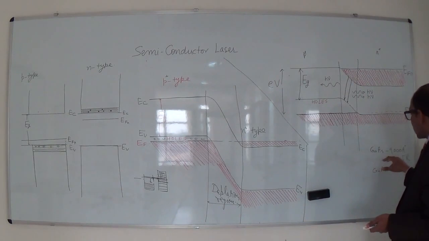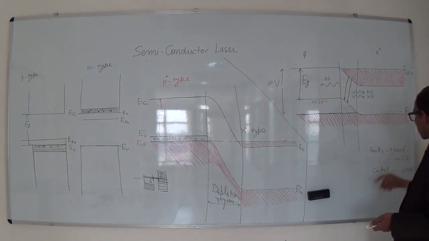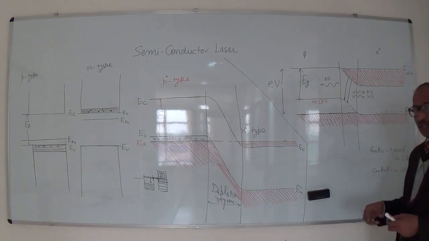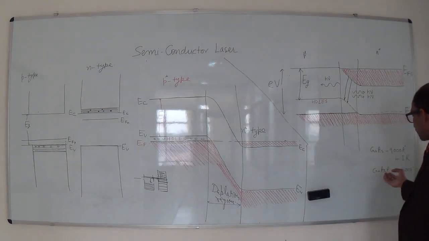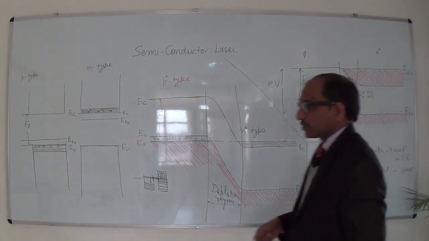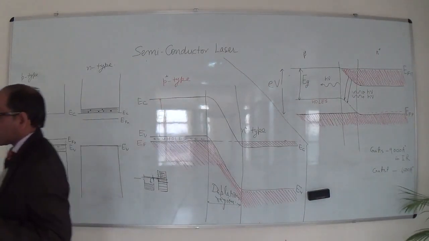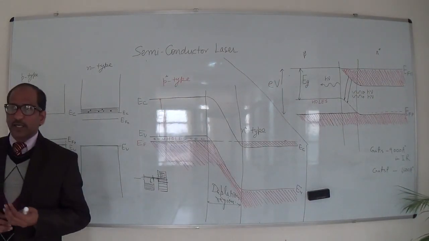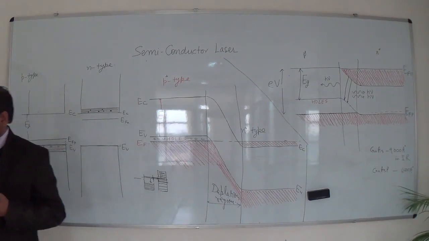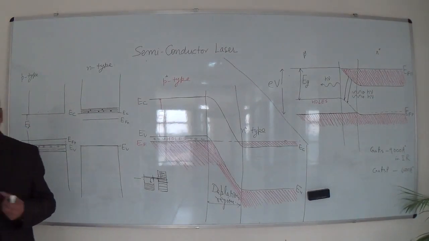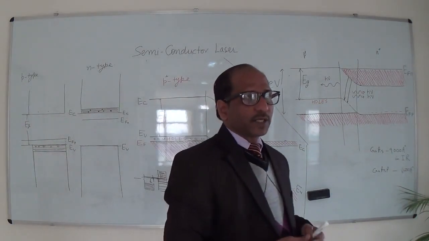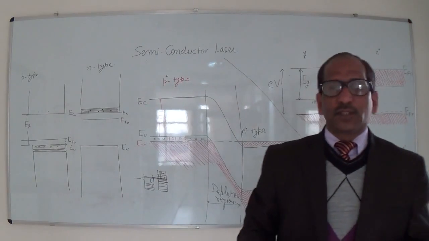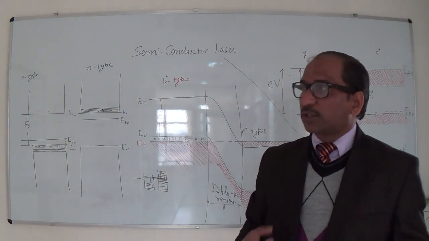For gallium arsenide, the wavelength in general is 9000 angstrom, which comes in the infrared region. In the visible spectrum, the red color light is basically from gallium arsenide phosphide, at 6500 angstrom. The semiconductor laser is used in CD audio players, CD-ROM drives, optical reading, and in optical fiber communications. So these are the main applications of the semiconductor laser. This is the basic idea of the semiconductor laser.